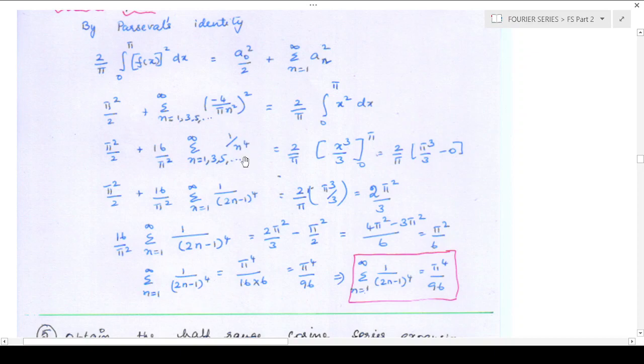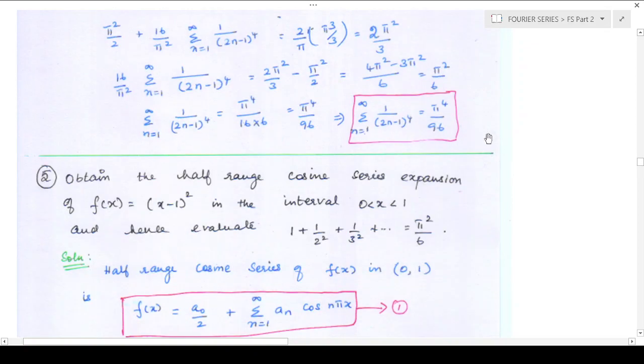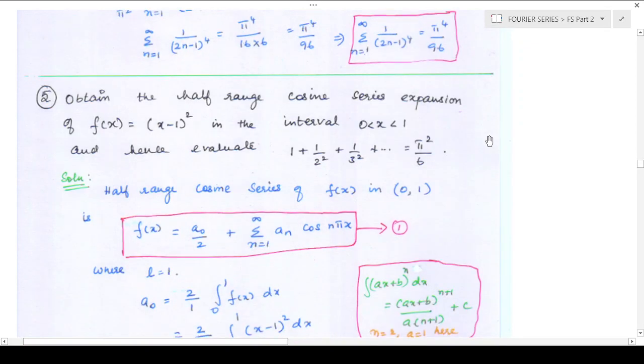Already we have come across this in video 1, part 1, Fourier series. If it is odd, we can write n equal to 1 to infinity and then replace n by 2n minus 1. Wherever n is, you can replace it by 2n minus 1. Both are equivalent. So this is equal to pi power 4 by 96. It is the required result, children.